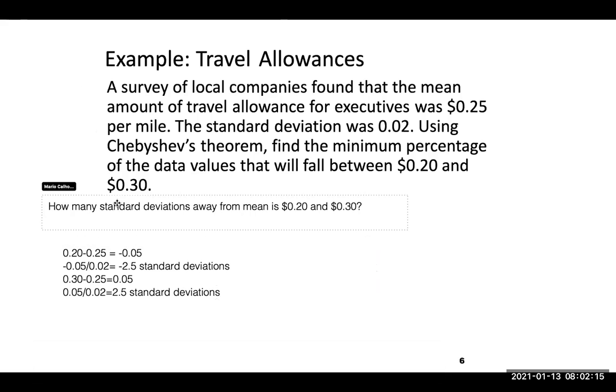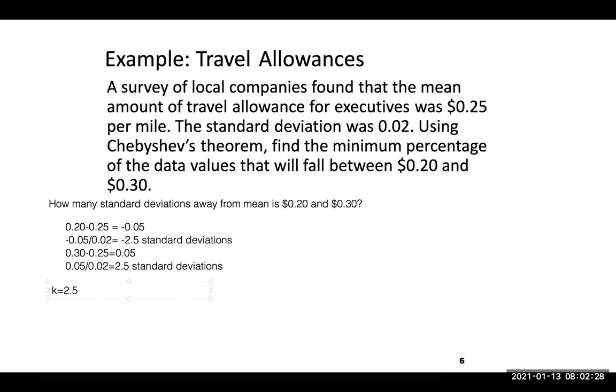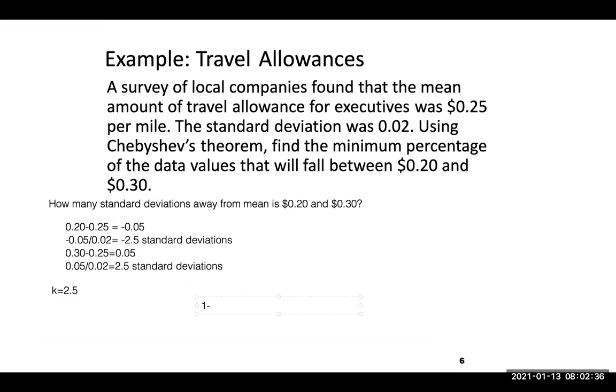Let's do this. So, but we could figure out the percentage. So if it's 2.5 standard deviations from the mean, K is the number of standard deviations, 2.5. So Chebyshev's theorem, this is where it's going to be a little harder for me to try to write this part out, is 1 minus 1 divided by 2.5 squared.